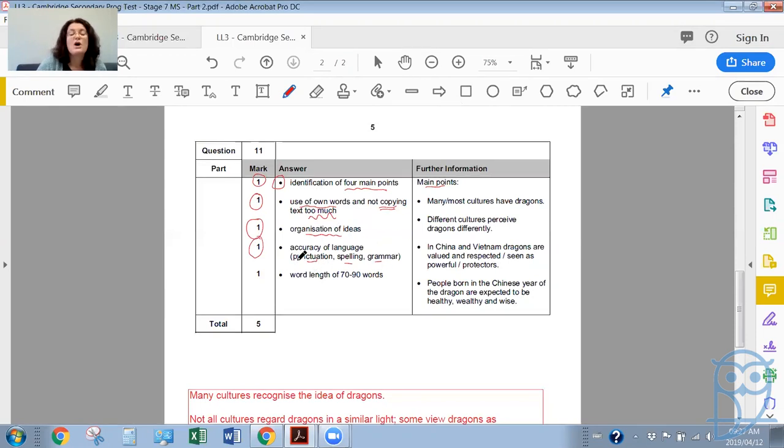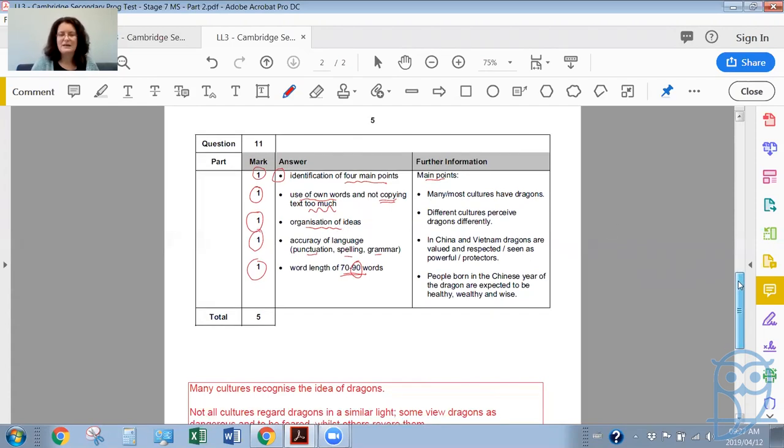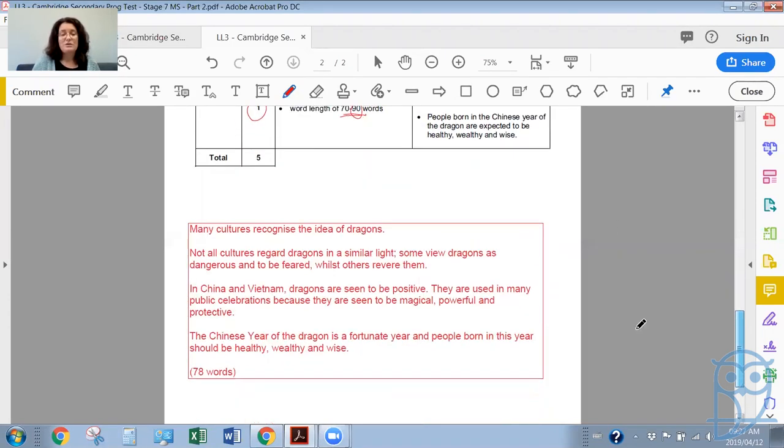And we've got 3 minutes left. Word length, 70 to 90 words. Like I said, really, really try to keep within that range. If you go over by a couple of words, I think it should be fine, but more than that, definitely not a good idea, okay? So here I came up with my 78 words in my summary.